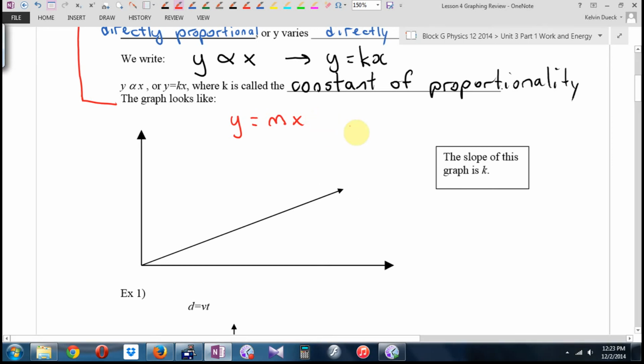Really, it's that, but in physics, it's traditional, instead of using an m for slope, to put a constant there. But understand, it's the same kind of an idea. It's really slope-intercept form. The slope of this graph is the constant of proportionality. Jenny, I'm not going to ask you that.